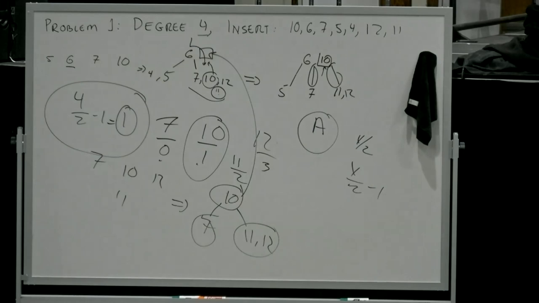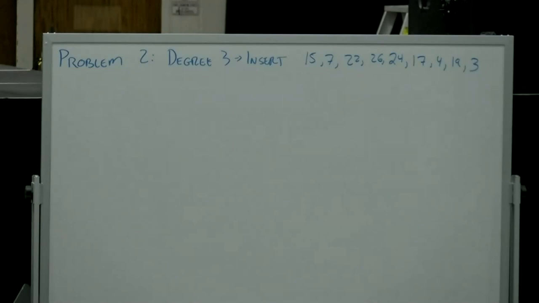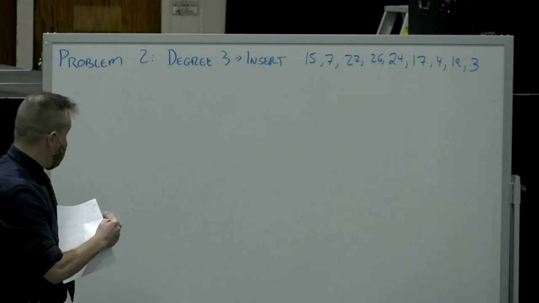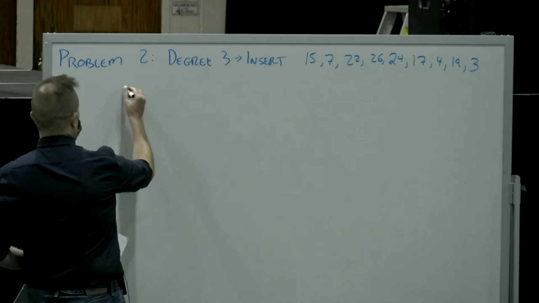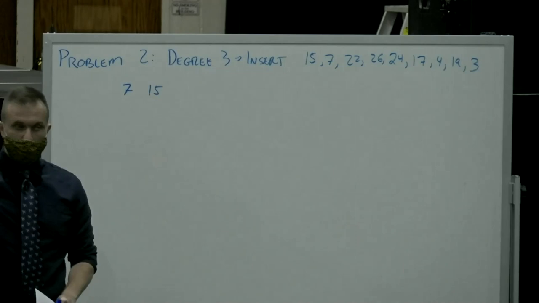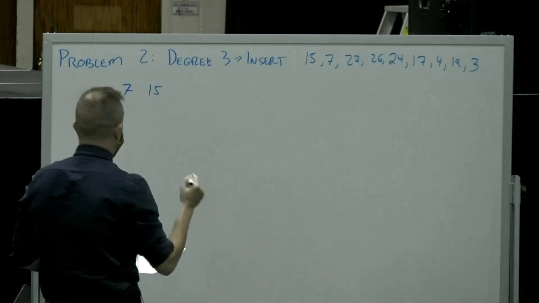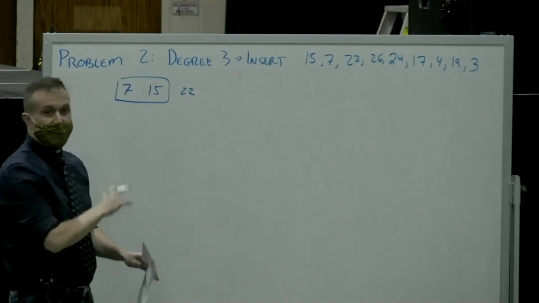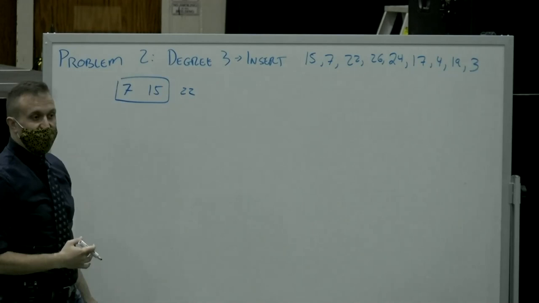All right, so what I'm going to do is go over to the other board, and I'm going to go over problem 2. Board, your right, my left. And so hopefully this will address it, because we're now going to do one with a degree of 3. So now we have 15 and 7, so that becomes our initial node. Degree of 3, 3 pointers, and that has 2 values inside of it. So now 22, this would be the key, 22 would be the larger one. So that's going to be our representation. Since the degree is odd, we have 7, 15, and 22. 15 is going to be in the middle.